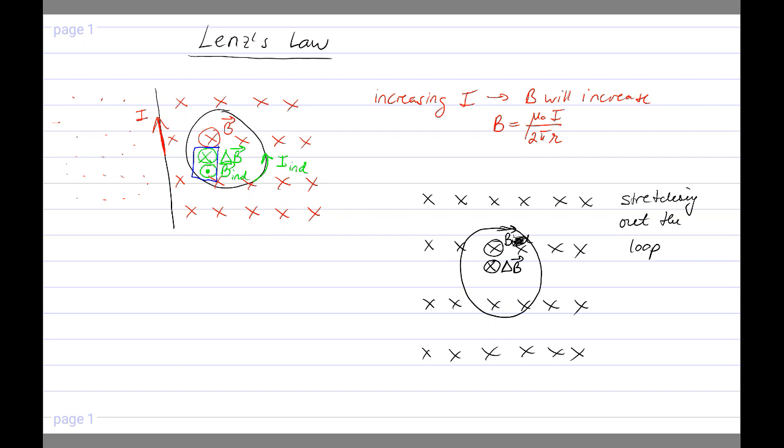Well, now the loop is able to do something about that. It does not like the change. So it will induce a magnetic field to oppose the change.